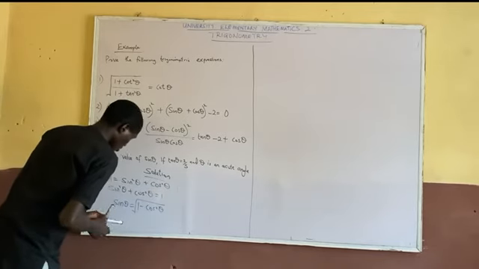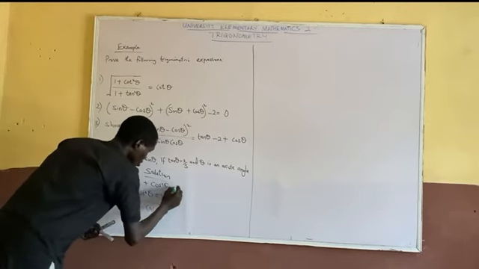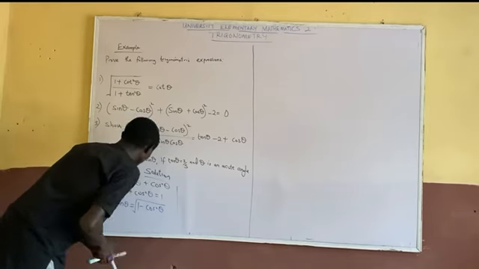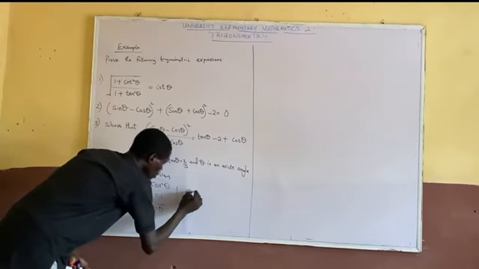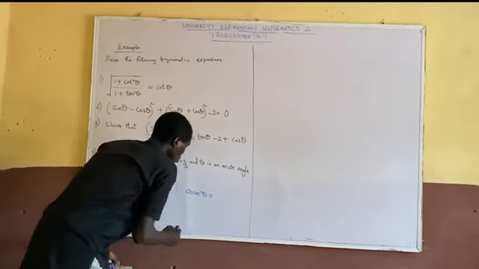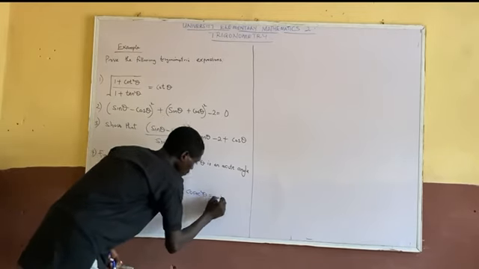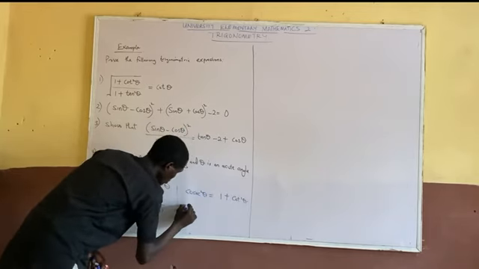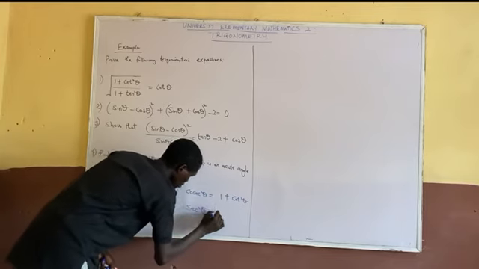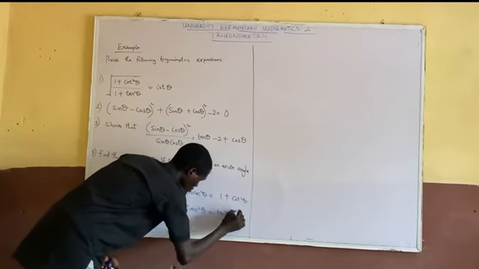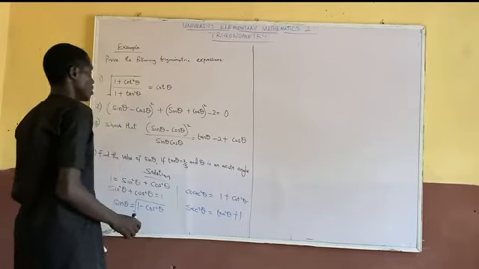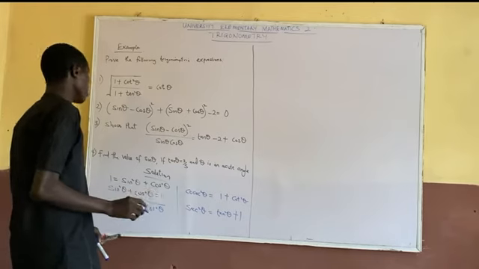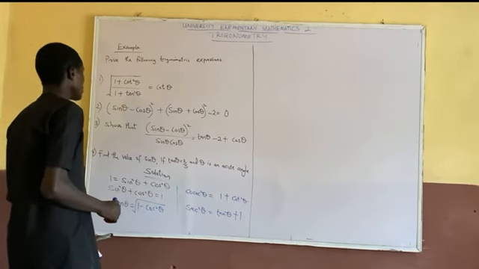Now the second one that we have, the second trig identity, is cosec square theta equal to 1 plus cot square theta. The third one is sec square theta equal to tan square theta plus 1. These are the three trigonometric identities that you need to be able to recall often. Now, let's delve into the question.